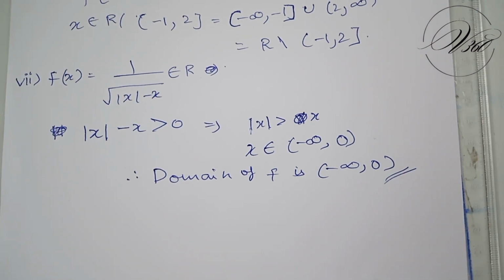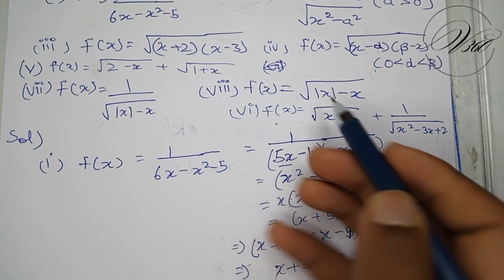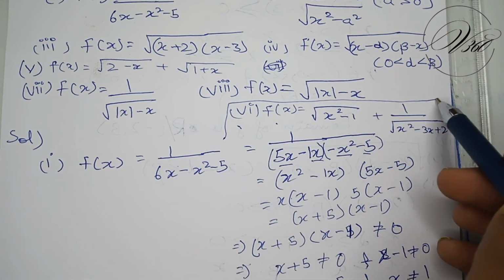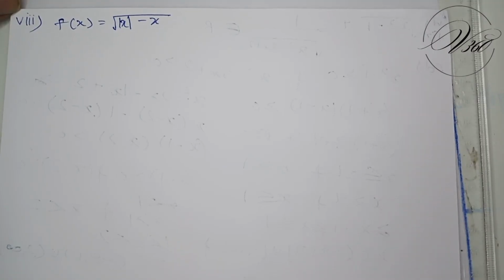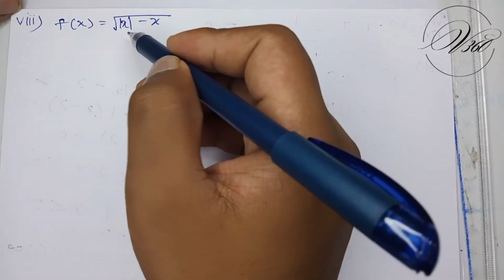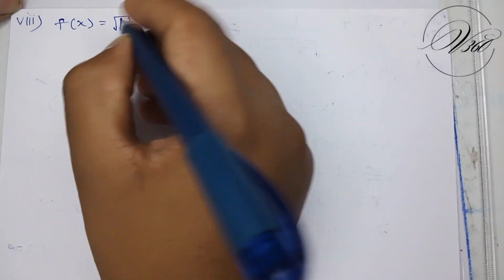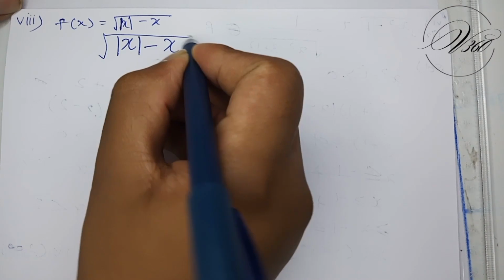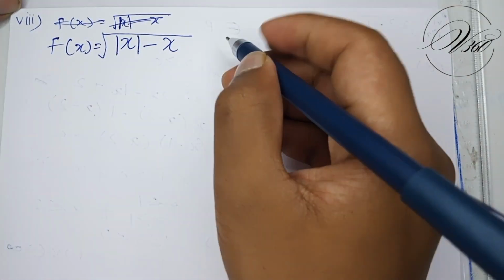Now we are going to do the 8th bit, that is f of x is equal to under root modulus x minus x. This is the 6th bit, we have done it already, we will keep it aside. This is the only problem which we are going to do now. Now here we are with f of x is equal to modulus x minus x, under root. I'll write it here, as it is too congested. Now it would be clearly visible for you.